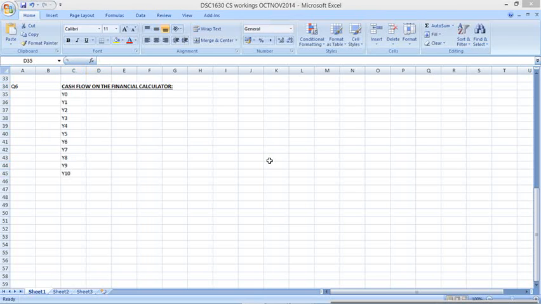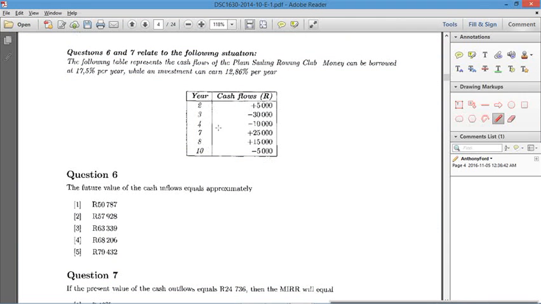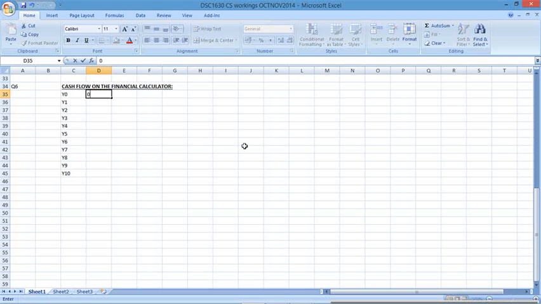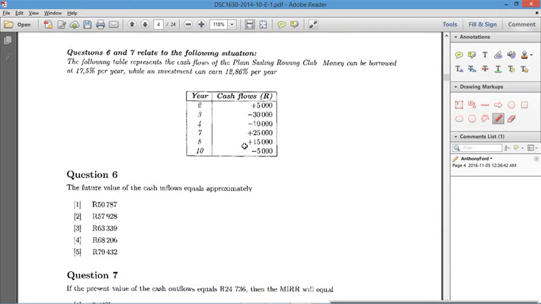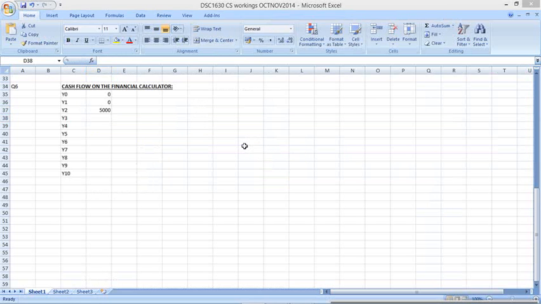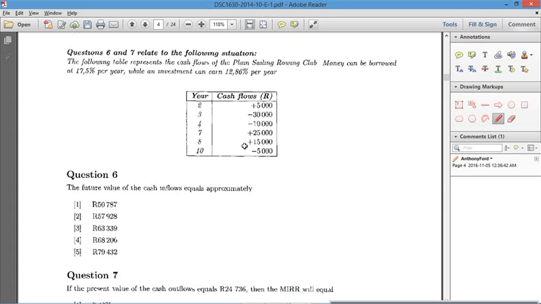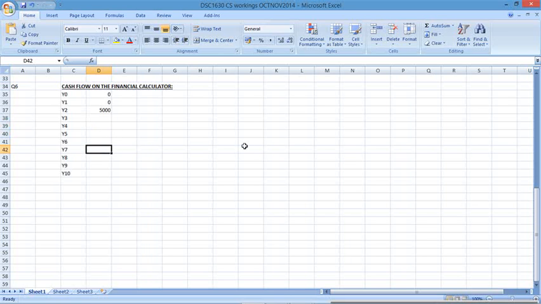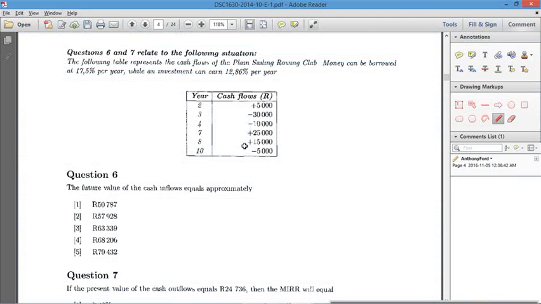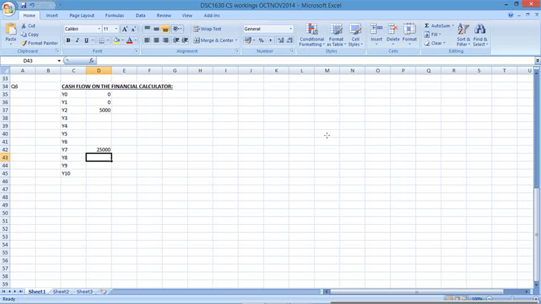Right, so I'm going to need all the cash flows for those 10 years. Obviously the years that I don't have here, we would assume there's a zero amount, or no cash flow. So nothing here, nothing there. In year 2 we have plus 5,000. Year 3 a negative, year 4 a negative. Then the next one is plus 25 at year 7. Then we've got plus 15 at year 8. We've got zeros for all the rest.